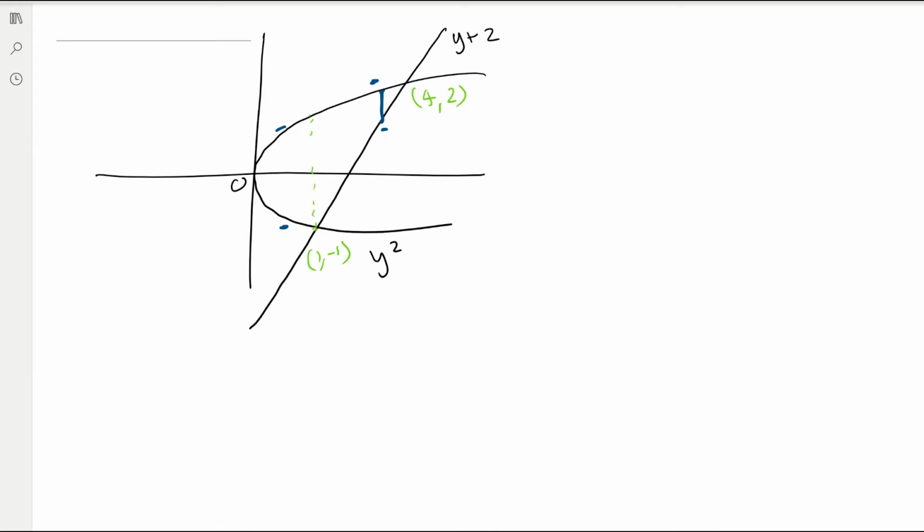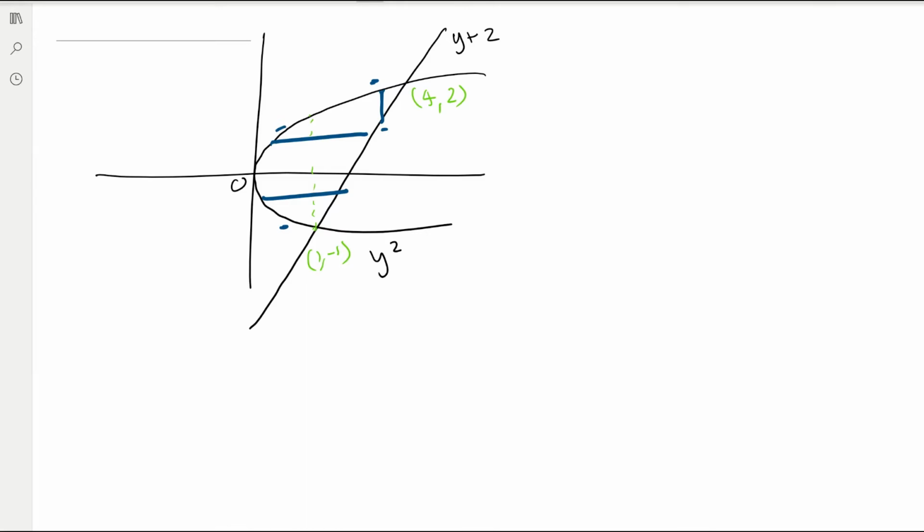But how about if we partition along the y-axis? If we draw horizontal lines, they are always going between y square and y plus 2. So we just need one integral. Okay, so now let's set up the integral.